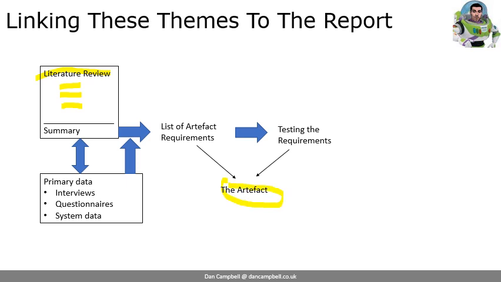At the end of your literature review, you will summarise, you will identify the key ideas, the key themes in your literature review which you will take to your list of artifacts. Some of you will capture primary data. That primary data can also feed into your literature review, and the literature review can feed into your primary data. At some point though, this primary data will need to feed into your list of requirements.